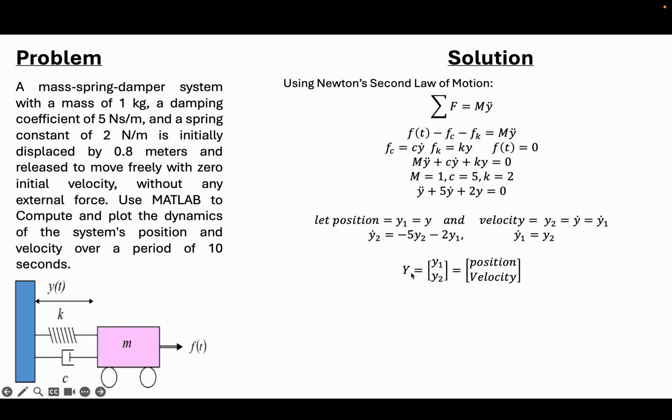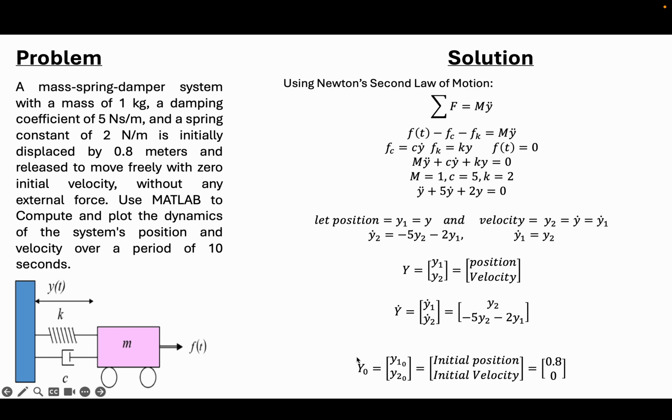So defining a capital Y vector to contain our position and velocity variables, the first derivative of this vector will be y1 dot and y2 dot, which were earlier computed. So this first order derivative model is the model required by the ODE45 function. Apart from that, it also needs the initial values of the position and velocity, which from the question are 0.8 meters and 0. So let us jump to MATLAB and see how we can implement this solution over there.